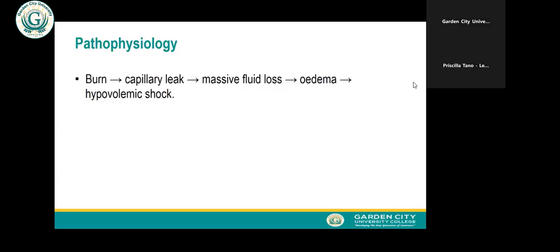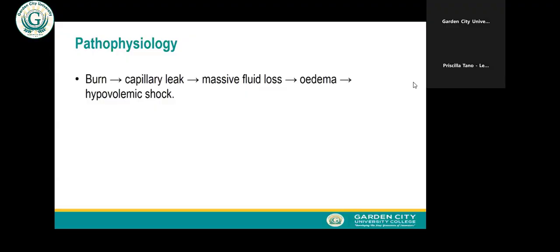Now, that will also cause what? Increased capillary permeability, and so there will be increased capillary leak. That leakage of fluid from these vessels into the interstitial tissues will now cause what? Massive fluid loss, which will lead to what? Edema, right? It will lead to edema.